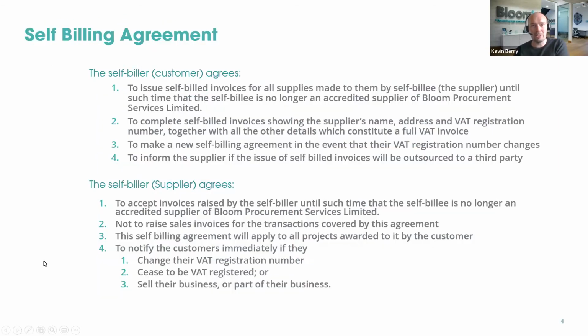So just a quick look at what is covered by the self-billing agreement. In regards to this agreement, the customer is Bloom and the supplier is yourself. And really as part of the agreement, you accept effectively that we will raise the invoices on your behalf, and you agree not to raise sales invoices for that transaction. It will not be distributed externally. There's standard HMRC wording for these agreements.